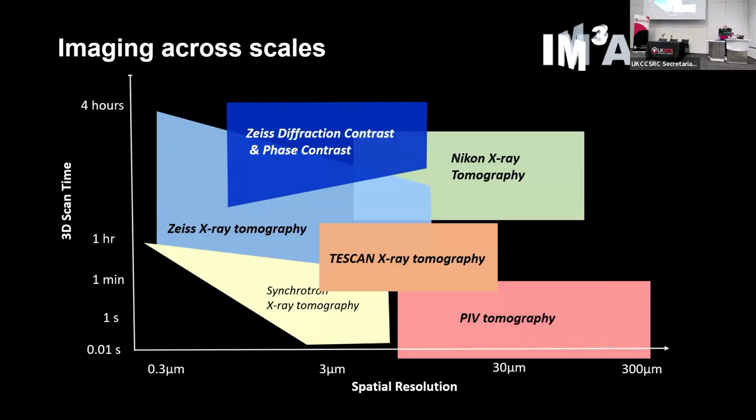What we're in the process of installing at Strathclyde now is the imaging facility. This is a snapshot of all the different capability we've got at Strathclyde, which allows us to go from imaging that can take 4 hours or more for some of the more high resolution, more advanced techniques. We've got a phase contrast and diffraction contrast capability with our new system that's being installed today. And we go all the way from high resolution at lower speeds through to lower resolution at higher speeds.